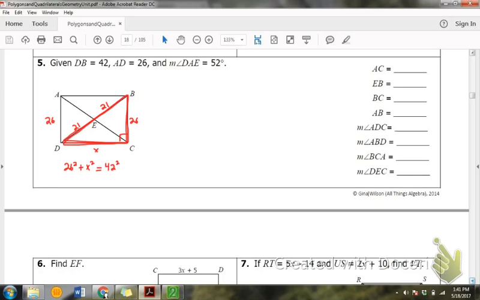Okay, so let's figure out what that missing side is. Again, we have our hypotenuse here is 42. That's our hypotenuse, so that's going to go in for our c value. A squared plus b squared.